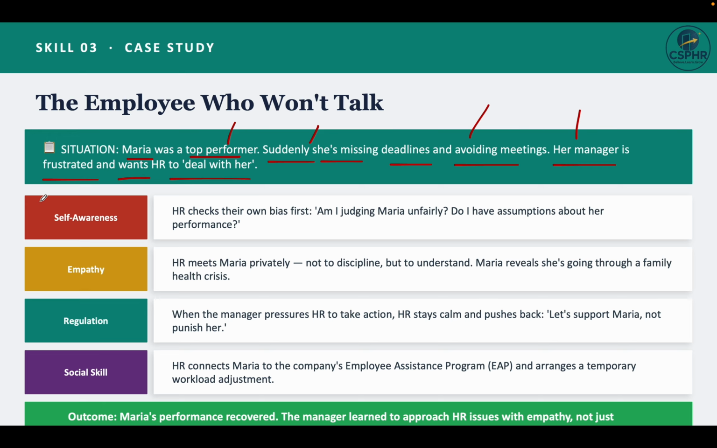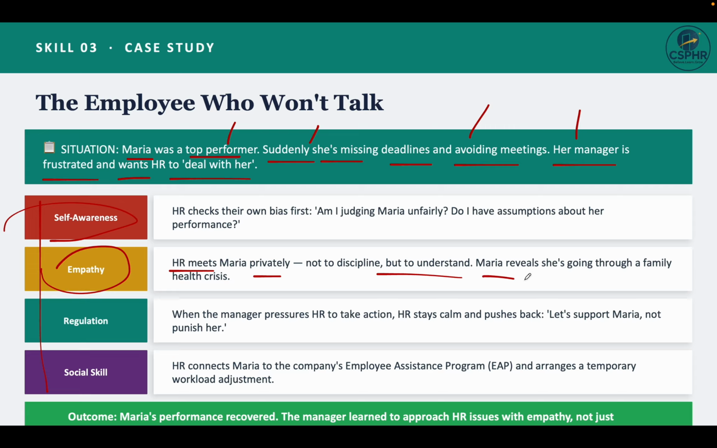So what do you have to do? Now, self-awareness. Self-awareness means you should not judge Maria without knowing anything. Then empathy. Empathy means you have to arrange a meeting with Maria privately and try to understand what has happened with her, why she is not able to perform well.